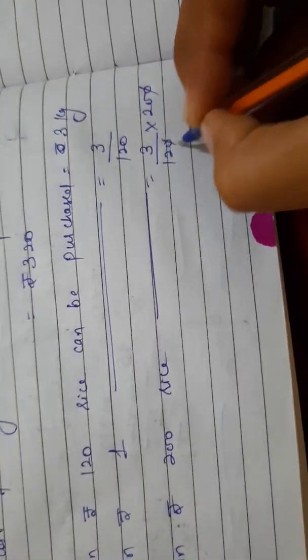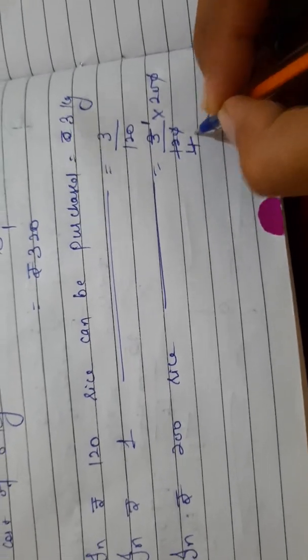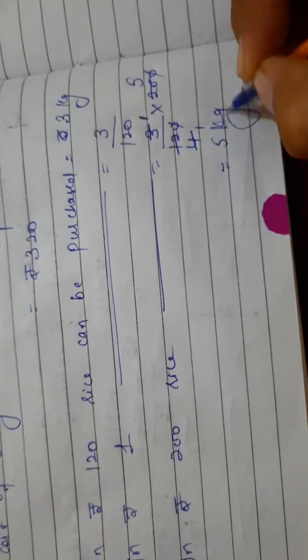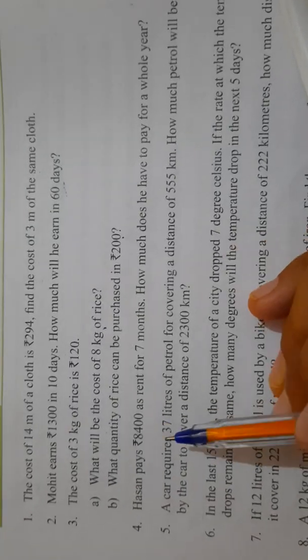The 0 will cancel with 0. 3 ones are 3, 3 fours are 12, 4 ones are 4, 4 fives are 20. So 5 kilograms is the answer. Clear up to this? Next, see the fourth question.